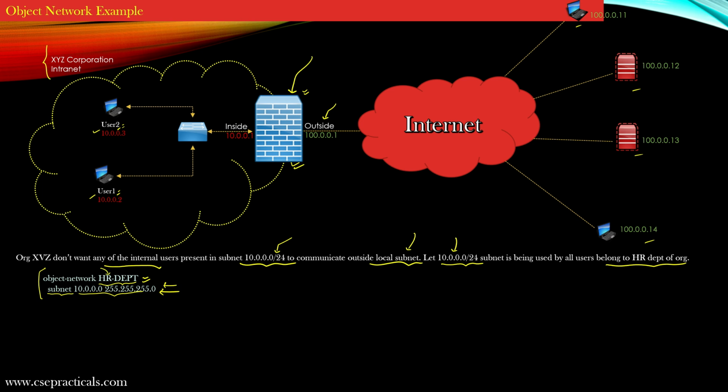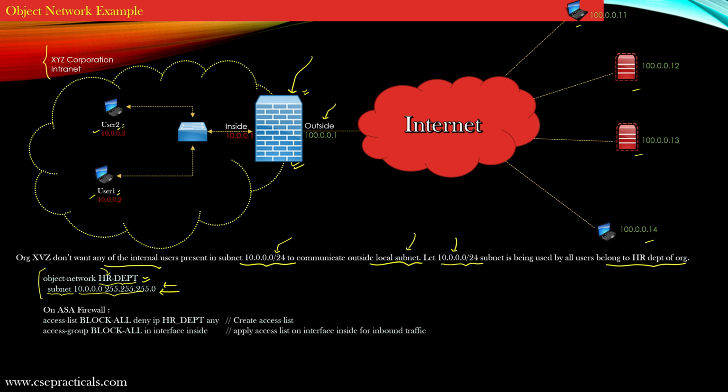As simple as that. Now, as the second step, the user is going to create an access list on this ASA firewall. Now, I understand that you may not be familiar with the access list, but I have covered this example only to demonstrate the use of object networks. We are going to study access lists separately.